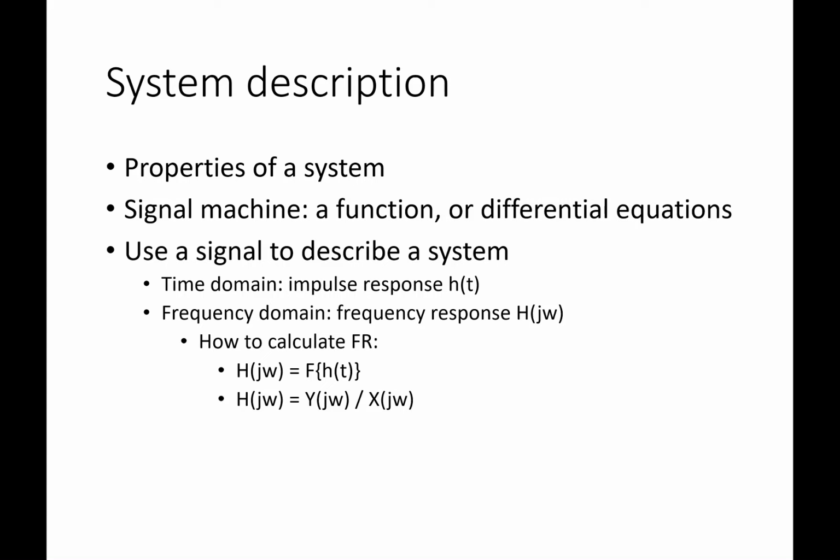There must be some relationship. Actually, this capital H is the Fourier transformation of this small h. But you still have other ways to acquire this frequency response. The first way is to do the Fourier transformation of the impulse response to get the frequency response. The second way is to do the Fourier transformation of the output and the Fourier transformation of the input, and the ratio of them is the frequency response. Two ways to do this.